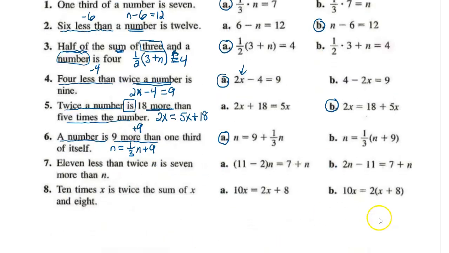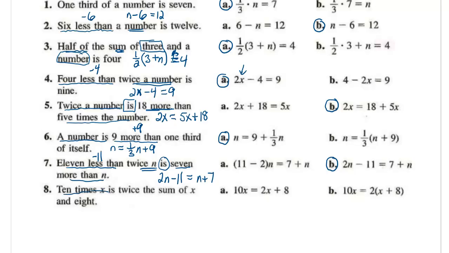Okay, number 7, 11 less than something. That's when you subtract 11 after something else has been written. Well, what do you need to write? Twice n. So 2n, and then subtract that 11. Okay, now the word is. So equals. Now what comes after the equals? 7 more than n. Think about that. 7 more than n. That's n plus 7. That is choice B.